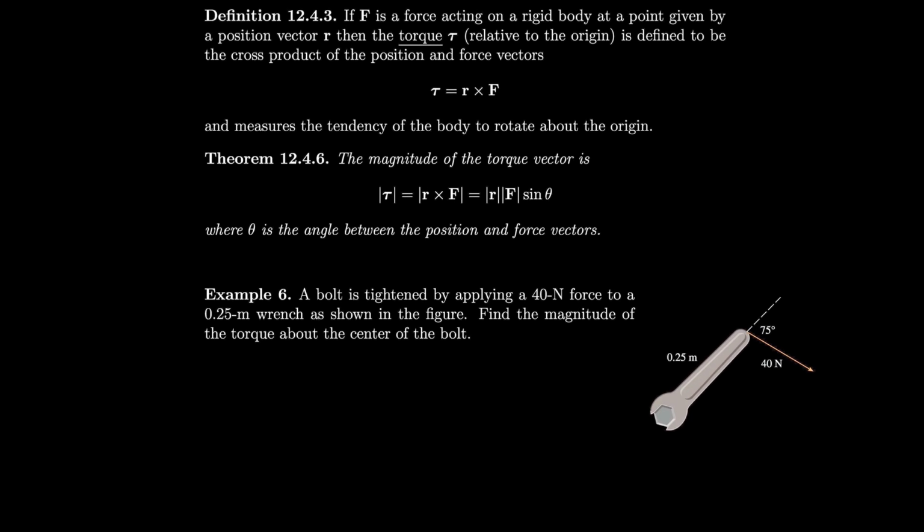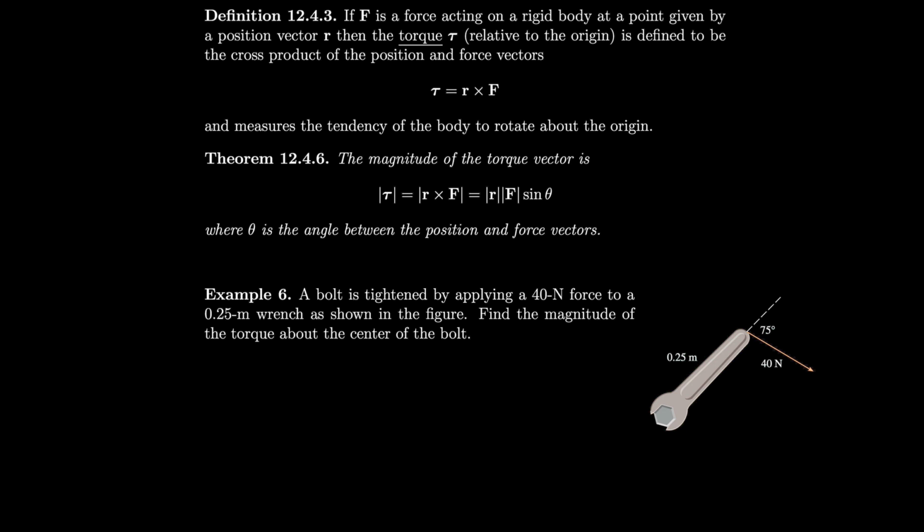If we have a vector F, and it's the force acting on a rigid body at a point given by a position vector r, then the torque vector tau, relative to the origin, is defined to be the cross product of the position and force vectors. It measures the tendency of the body to rotate about the origin. There's a theorem that the magnitude of the torque is equal to the magnitude of r times the magnitude of F times the sine of theta. But that's pretty easy to prove because the magnitude of the cross product is just equal to that, as we've seen.